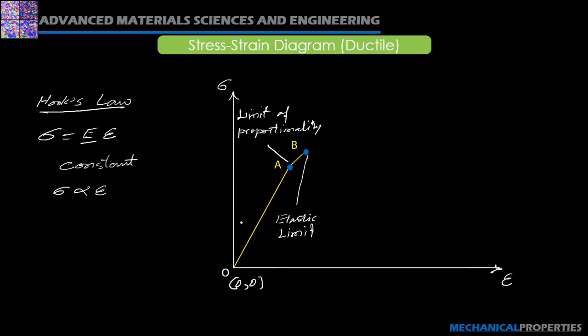Now on further application of the force, let's say till point C, on removal of the force, the material is not following its path. Now this point is termed, labeled as the upper yield point.